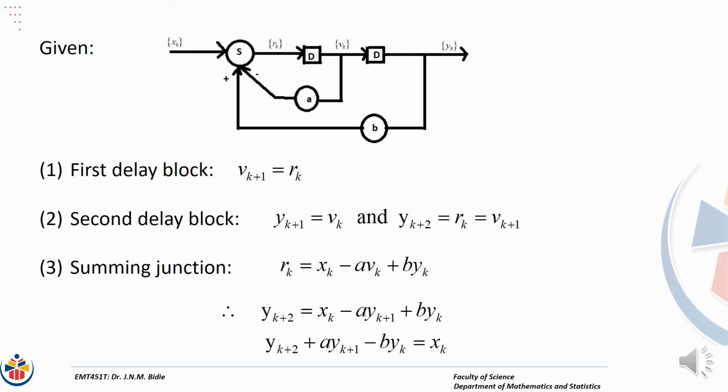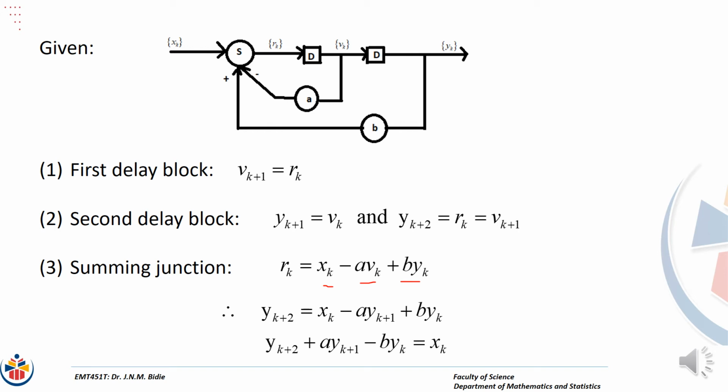Now here's a more complex one. Let's start with the summing junction. Once again, everything that goes into the summing junction, all the signals, we have xk, that's the first one, and we recognize xk here. And then the next one is minus a vk, that's what we get. And the next one is plus b yk, that has been recognized.